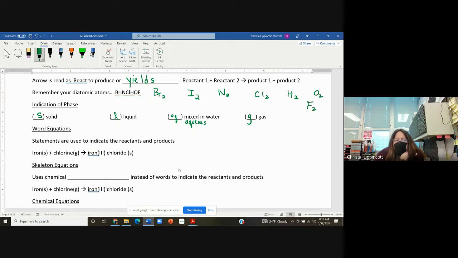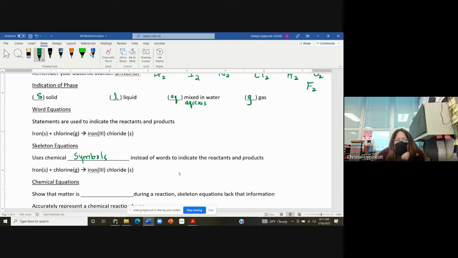Skeletal equations are going to use chemical symbols instead of words to indicate your reactants and products. So for example, here we would have Fe, we would have chlorine, but how does chlorine have to be written? Cl2, right? And then that's going to make iron 3 chloride. And then I'm going to have to show you how to balance this. This is not balanced right now.